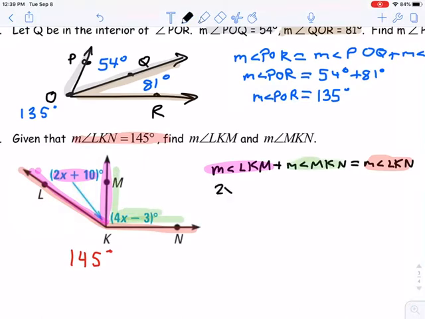So I'm going to have 2x plus 10 plus 4x minus 3 equals 145. And if I can get this equation right here, I think I'm in good shape. I think it's the hardest to set up the equation. From here, I'm going to combine like terms. So I have 2x plus 4x, 6x. Remember, since it's on the same side, it's combine like terms.